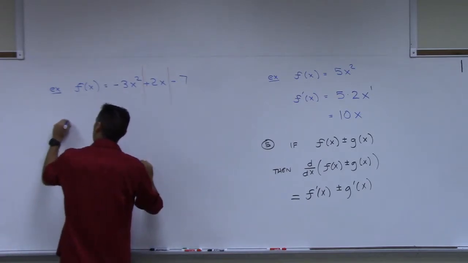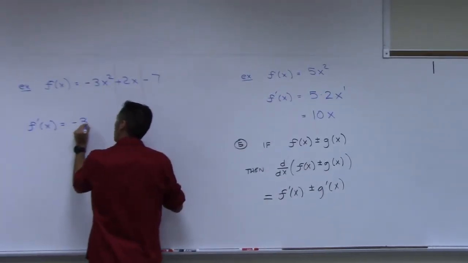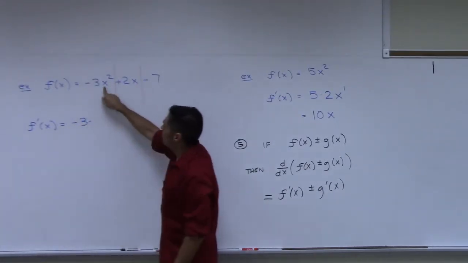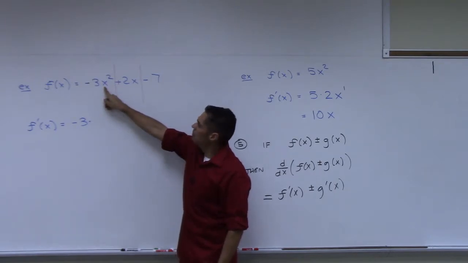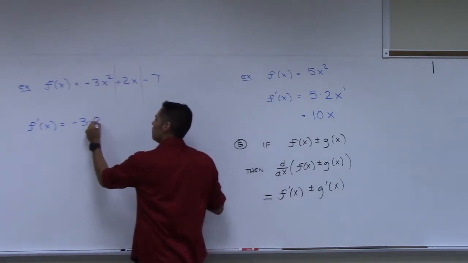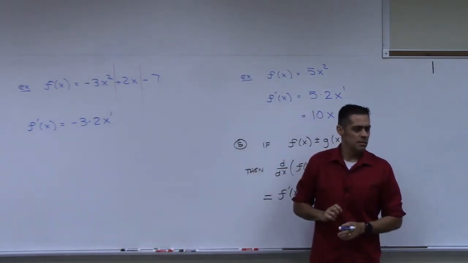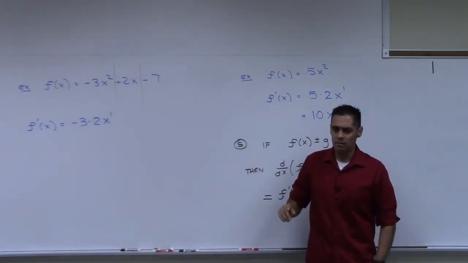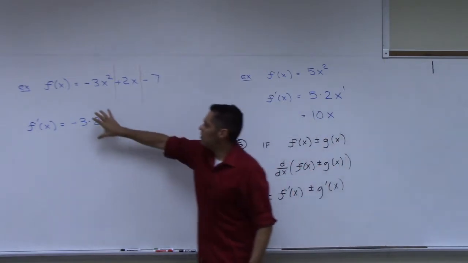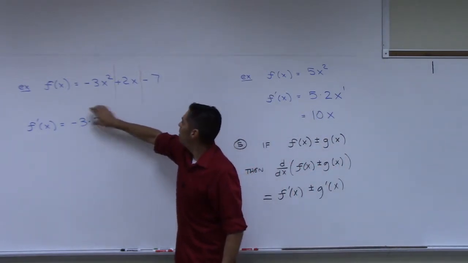So I'm ready to write the derivative out here. F prime of x is equal to, so the negative 3 comes along for the ride, and then I say times. Now, what is the derivative of x squared? So the 2 comes out, x to the first power. Now, I don't need to write the 1, right? Is that clear? All right, so I'm done with this piece, right? Done? Now I move to the next one.